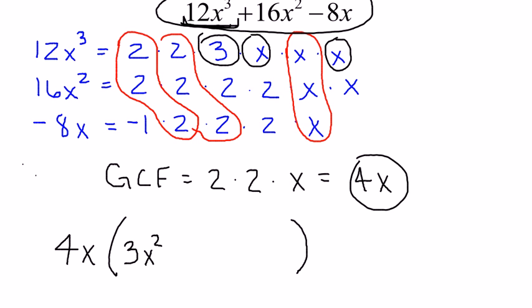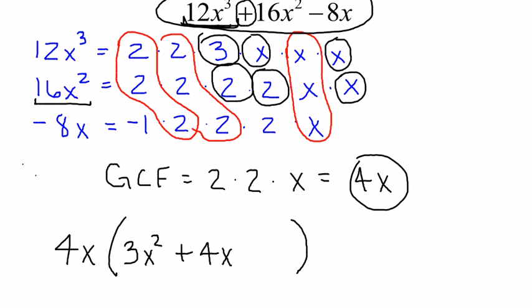Now, notice there's that plus sign right there. So, of course, we're going to write down plus. So now moving along to the 16x squared, we've got a 2, another 2, and an x left over. So 2 times 2 is 4, and then there's that x. Now the only thing that we're missing from the negative 8x would be the negative 1 and the 2. So negative 1 times 2 is simply negative 2.